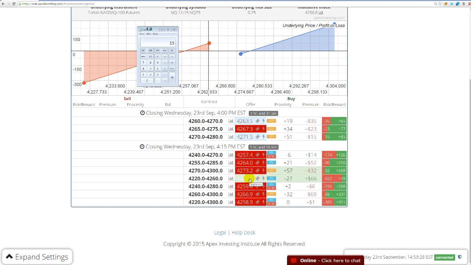Yeah. The bigger the proximity, the better, right? That means it's deeper in the money. Often. Okay? Now notice it's a negative proximity and a positive premium on the buy side. And you're going to see because it has a big positive number next to it, right?